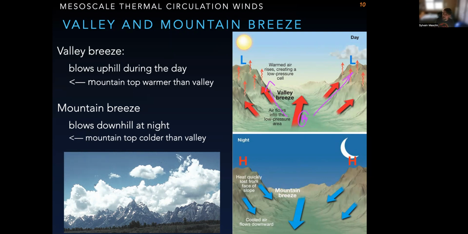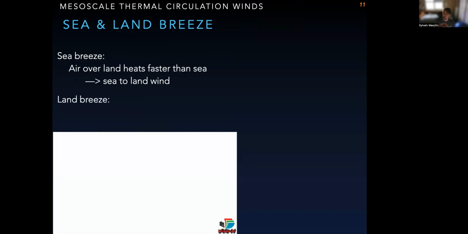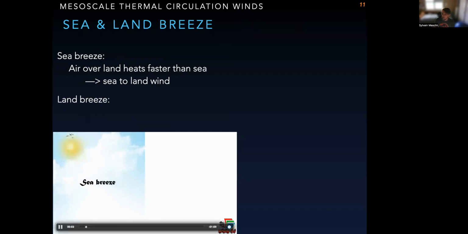Then, if you're living closer to the sea, and it's happening, of course, also in California, we have what we call the sea breeze and the land breeze. With the sea breeze and the land breeze, a sea breeze takes place during daytime.